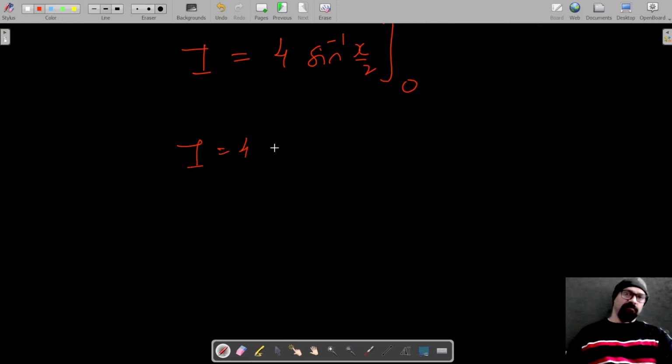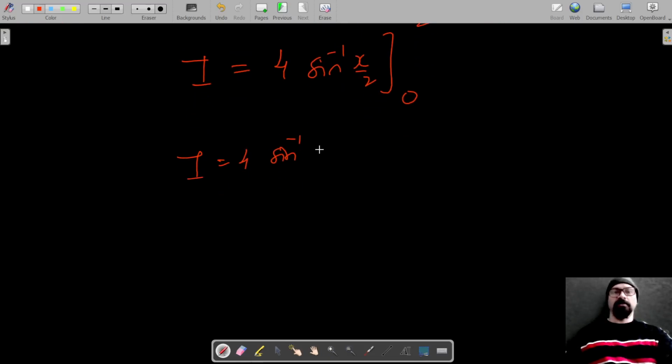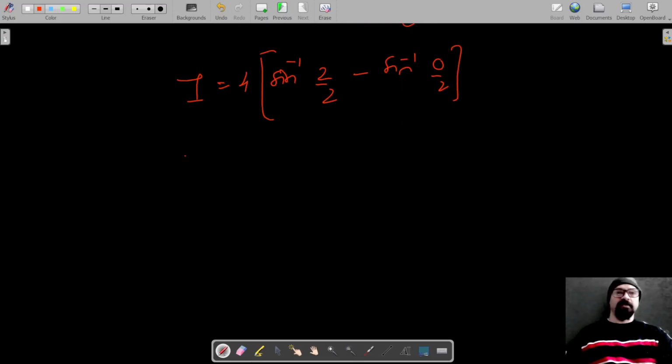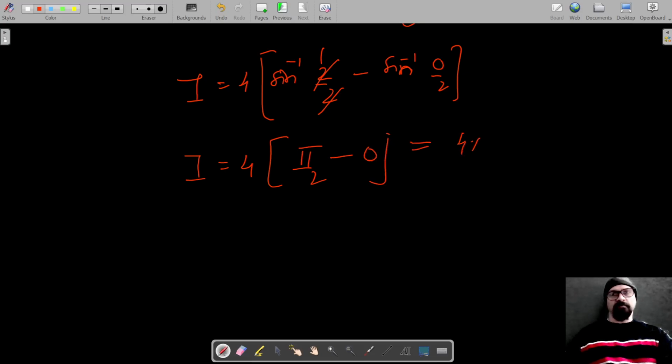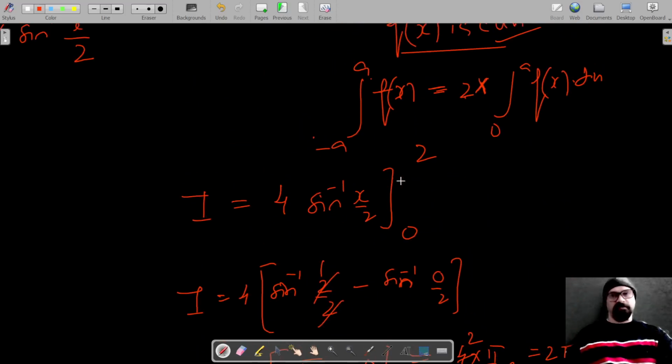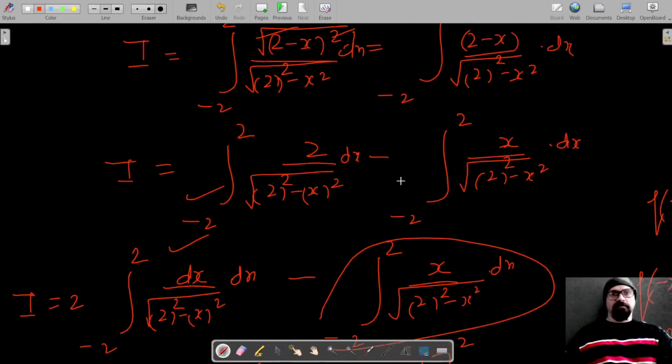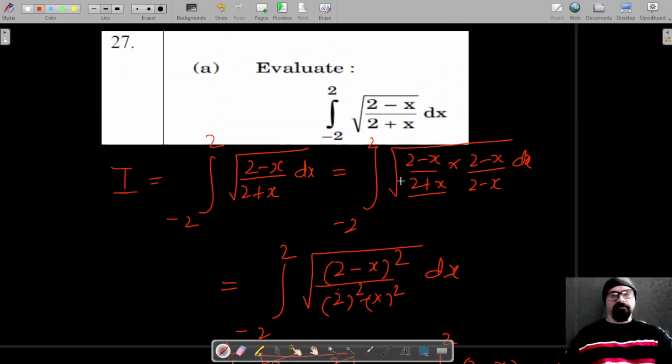So I is equal to 4 times sine inverse 2 by 2 minus sine inverse 0 by 2. This is sine inverse 1, and the angle for which the value of sine is 1 is pi by 2. This is sine inverse 0, and the angle for which sine is 0 is 0. So now this is 4 into pi by 2, which becomes 2 pi. So 2 pi is the answer, and we have solved this using the properties of the definite integral.